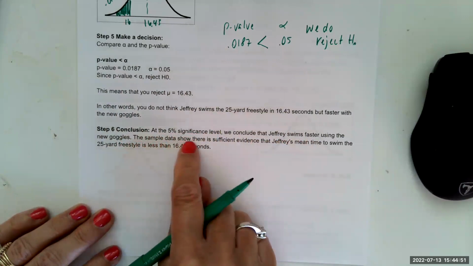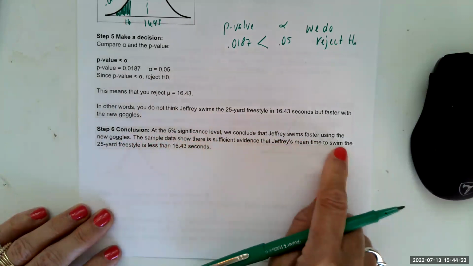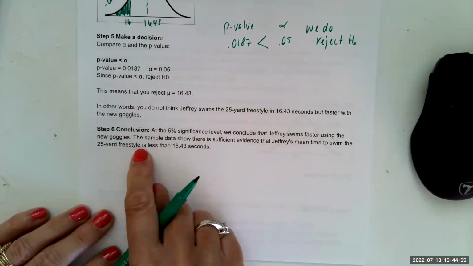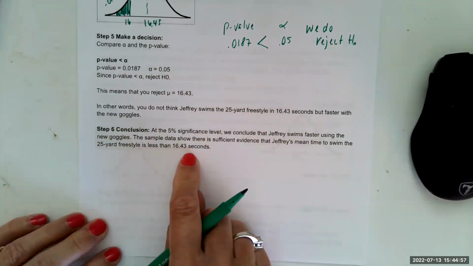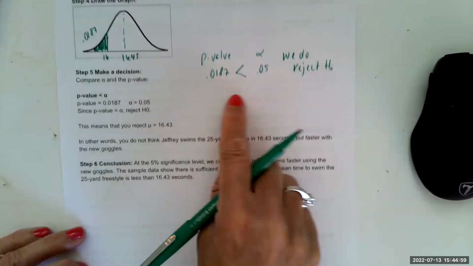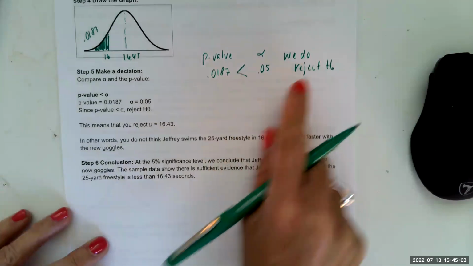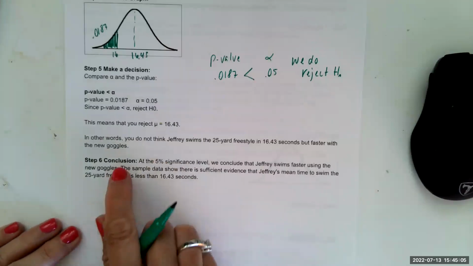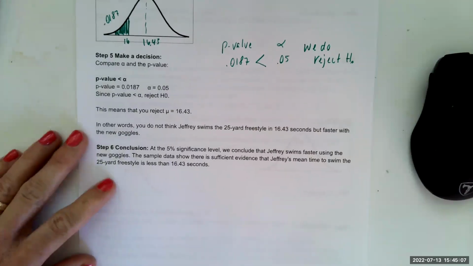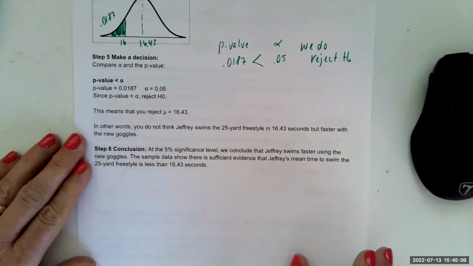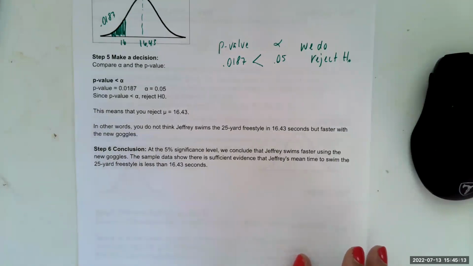The sample data show there is sufficient evidence that Jeffrey's mean time to swim the 25-yard freestyle is less than 16.43 seconds. And that's because the p-value is less than 0.05. So we do reject H0 and we do think that he does swim faster. I'll take a minute and get all that jotted down.